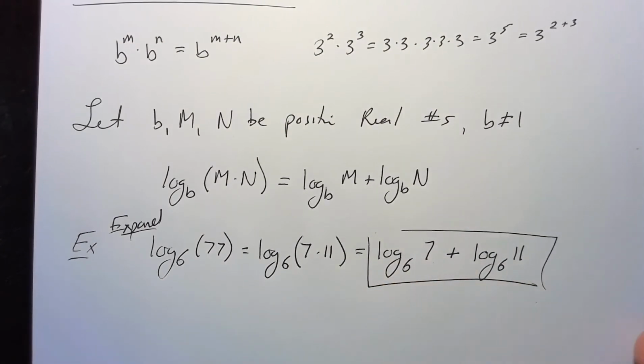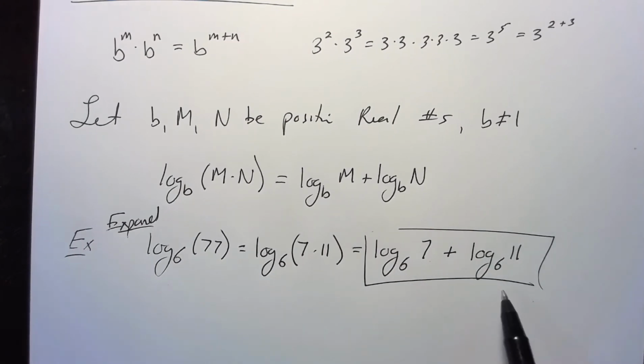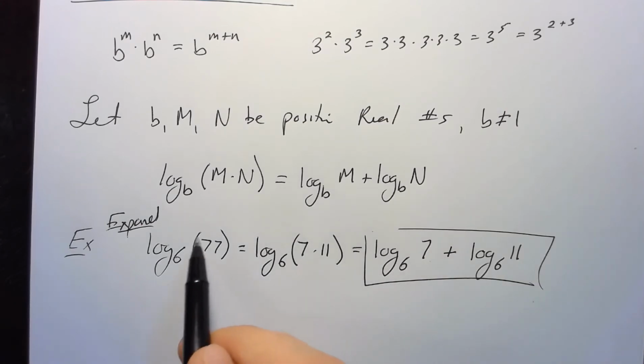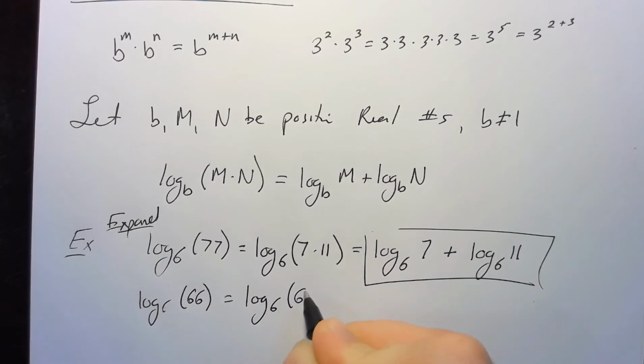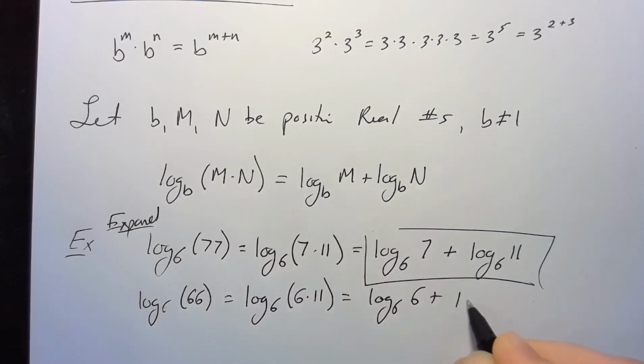Now, in some cases, that doesn't seem like it's going to help very much. For this case, it won't. Log base 6 of 7 is not something that you know, and log base 6 of 11 is not something that you know. What if this was 66, however? If this was log base 6 of 66, well, then I could not only expand this function like the problem asks me to, but I can also reduce it.